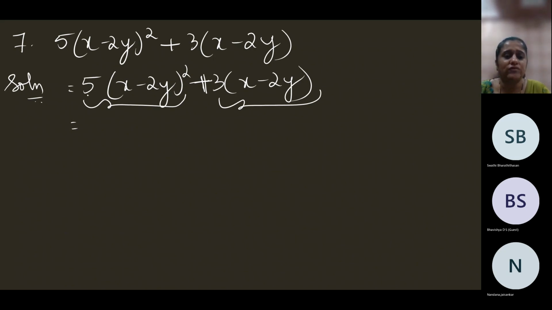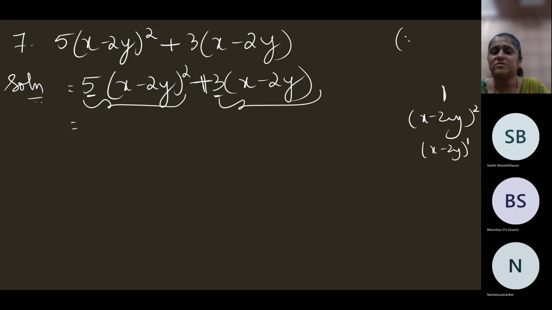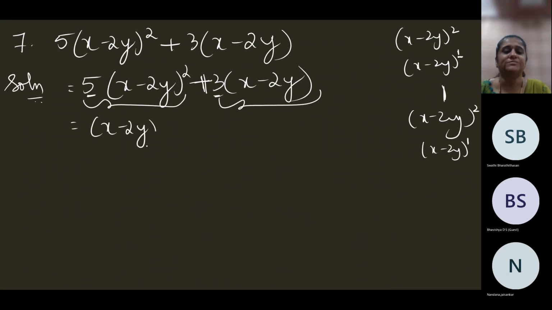Now the numerical coefficients, 5 and 3. HCF is 1, so don't write it, leave it. Then we have x minus 2y. The second part of the first term is x minus 2y the whole square, and the second part of the second term is x minus 2y. Here the power is 1, x minus 2y the whole square, power is 2, x minus 2y, the power is 1. The least power, so x minus 2y is common.